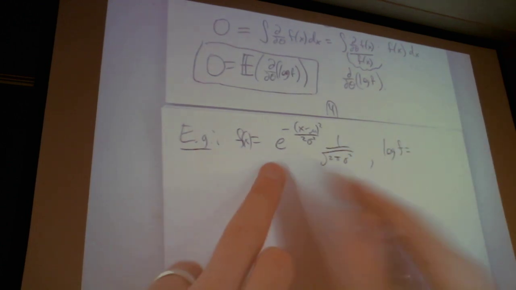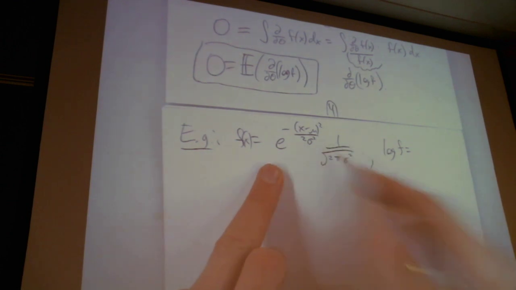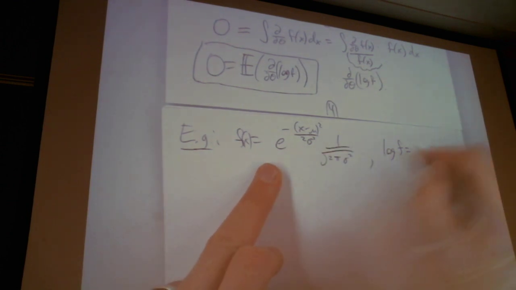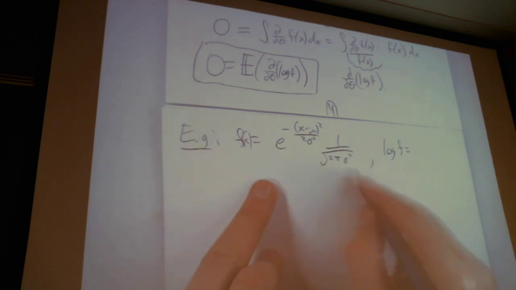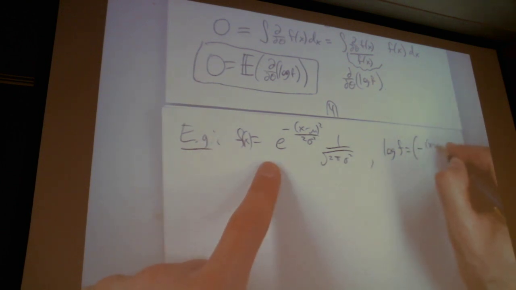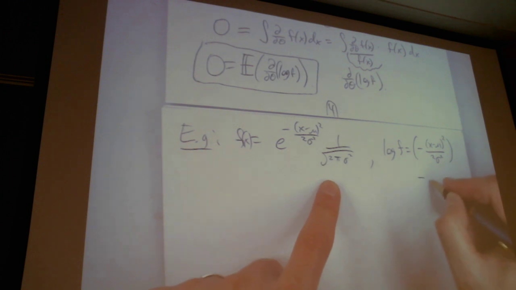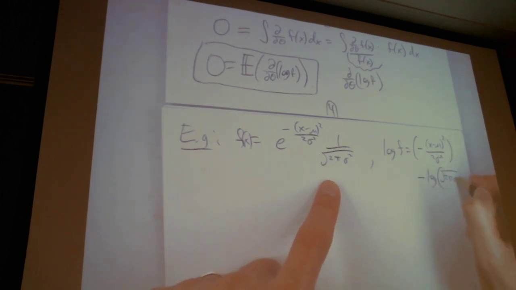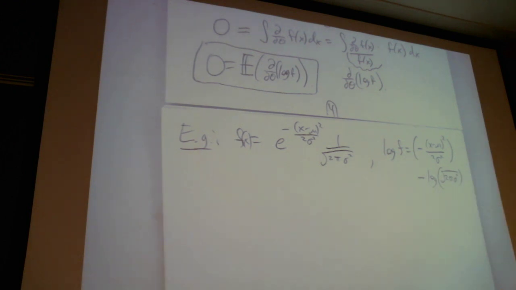The log of f will be some constant as far as mu is concerned. Let's take the log of this. The log of a product is the sum of the logs. The log of this is easy: negative (x minus mu) squared over 2 sigma squared, minus log of root 2 pi sigma squared. That's the log of f.